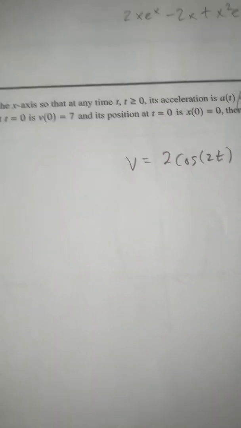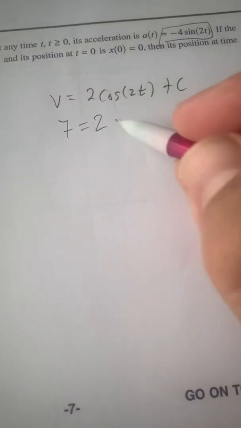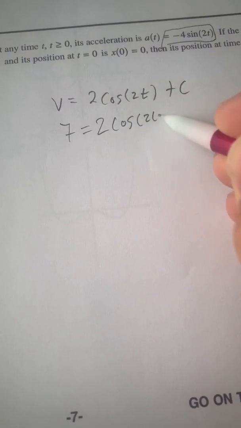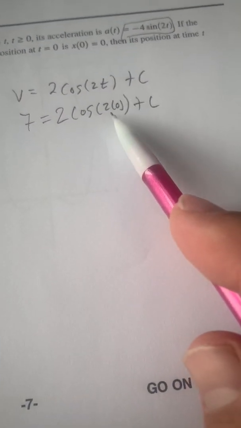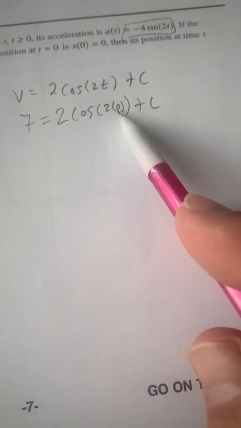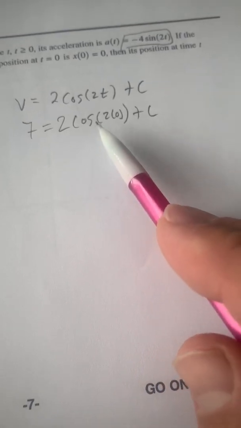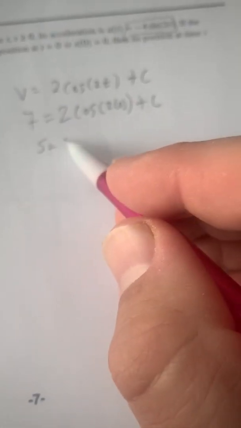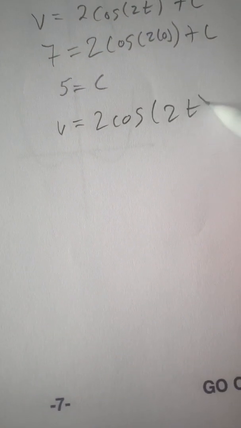This point right here, v of 0 equals 7, is going to allow me to find that c. So when I plug in a 0, I get a 7 out. This is a tricky one because most people think when we plug a 0 into something, that's going to make it go away, but it does not make cosine go away. Cosine of 0 is 1, so I end up getting 2 here. Subtracted means that c is equal to 5. Okay, so now I have my velocity equation is 2 cosine of 2t plus 5.